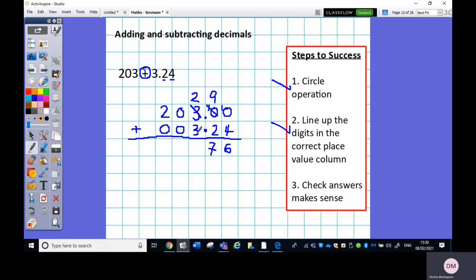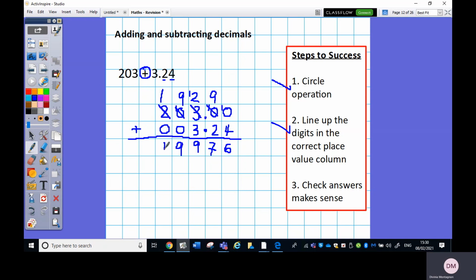2 take away 3. Can I do that? No, and I can't regroup from the next column, so I've got to regroup from the column after that. Okay, can I still take away 3 from 2? No, so I'm going to regroup again. Good. 12 take away 3 equals 9. Well done. 9 take away 0.